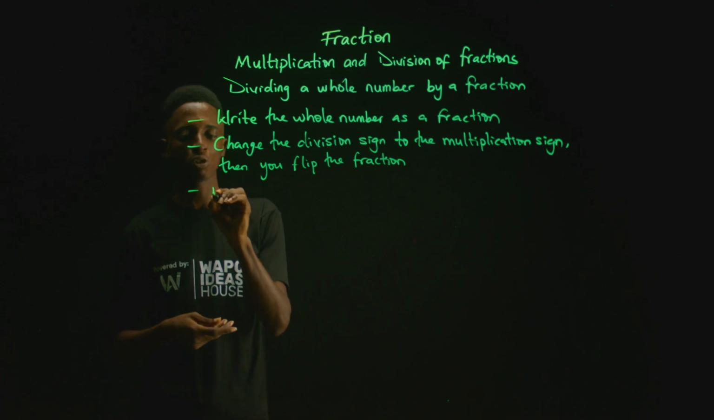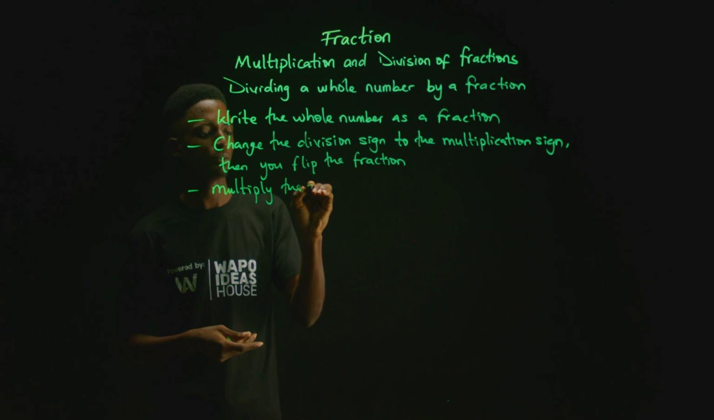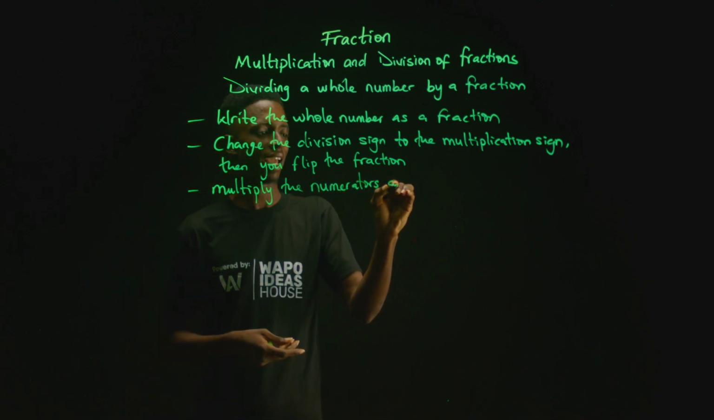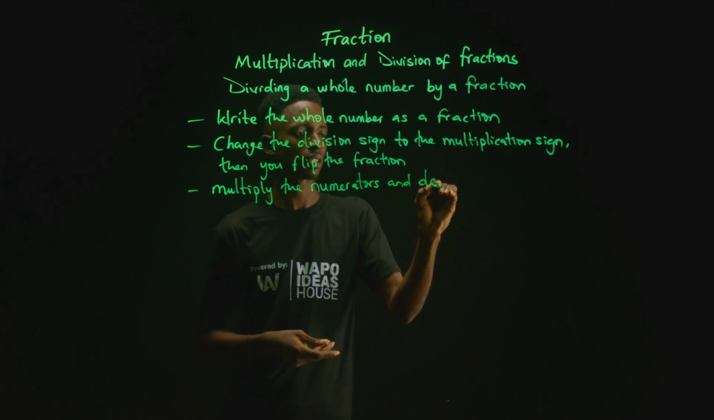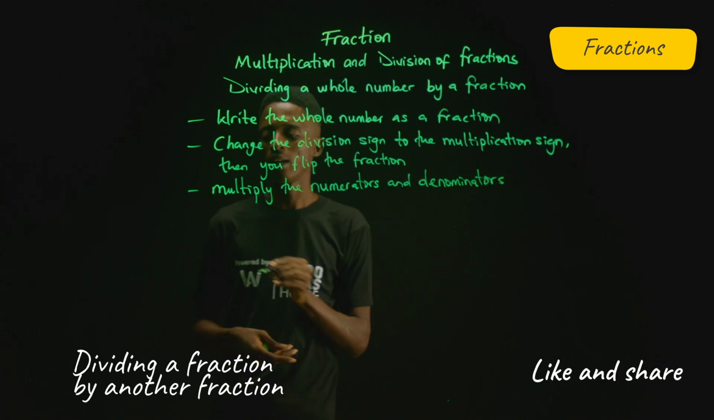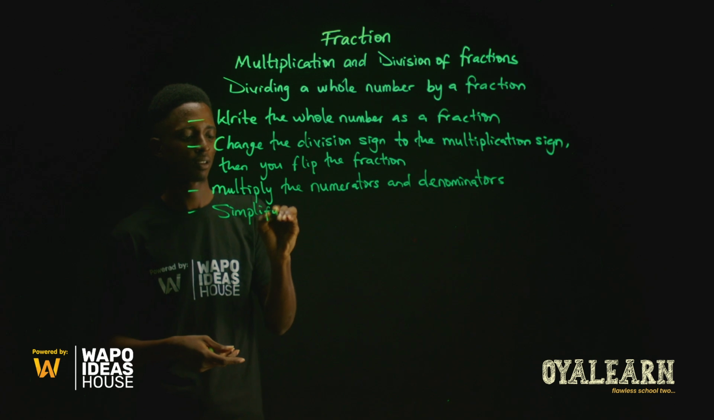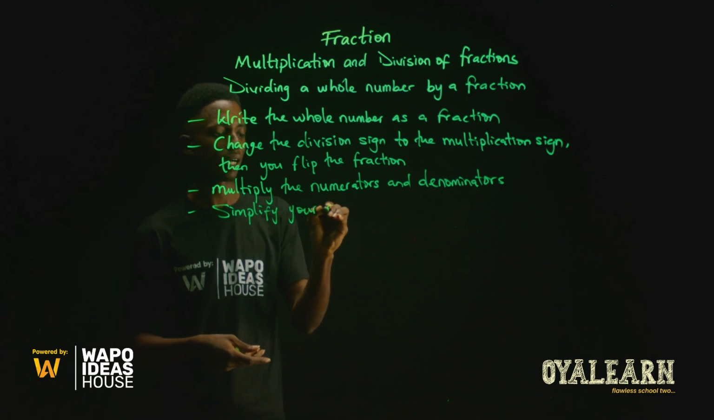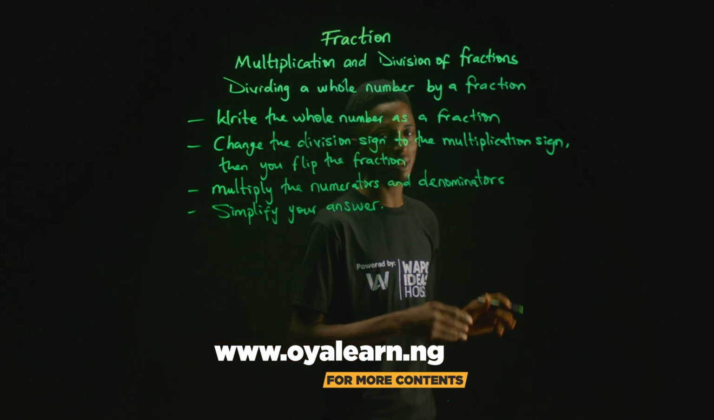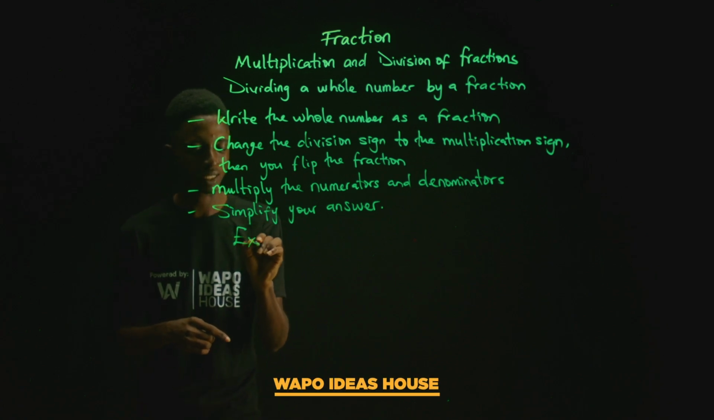And then the next step is to multiply the numerators and denominators. And then finally, you simplify your answer. When you follow these steps accurately, you can't miss it. So let's take an example where we practice these steps.